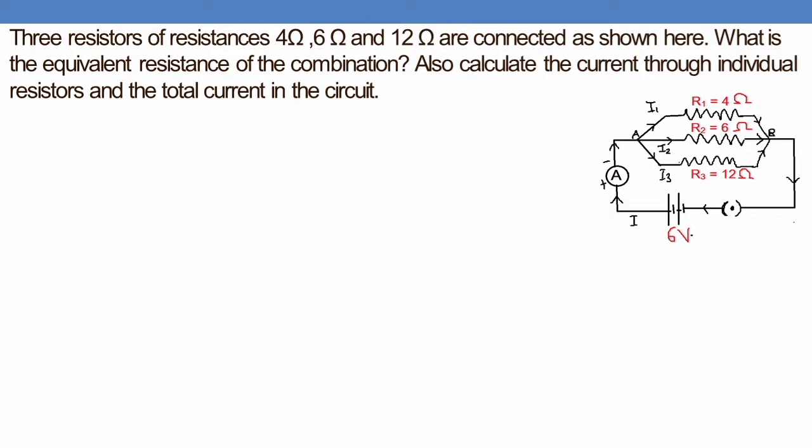Three resistors of resistances 4 ohm, 6 ohm and 12 ohm are connected as shown here. What is the equivalent resistance of the combination? Also, calculate the current through individual resistors and total current in the circuit.